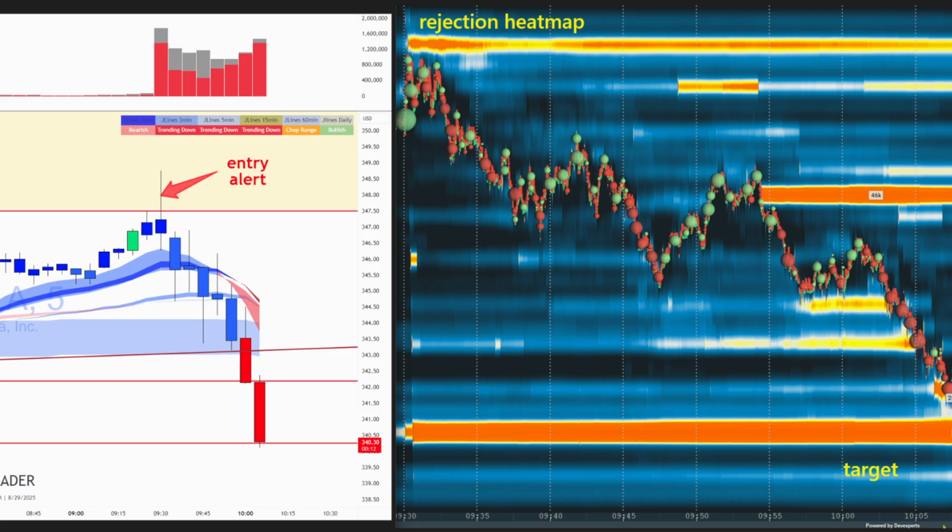On the right, where it's written rejection heat map, you can see that we have this orange line. Well, this orange line is the liquidity, is actually where we have sellers placed on the book, on the level 2, on the market. So once the price on Tesla goes and forms this spike, you can see that it goes to 348.50 and then fails. That big orange line at the top, where it's written rejection heat map, was exactly 349.